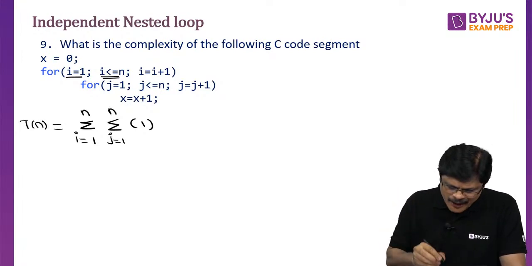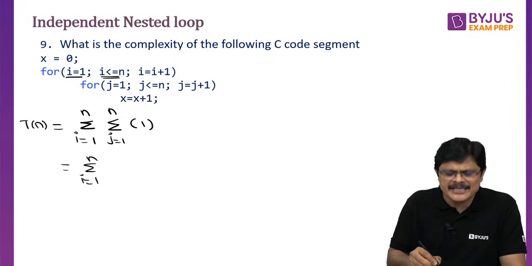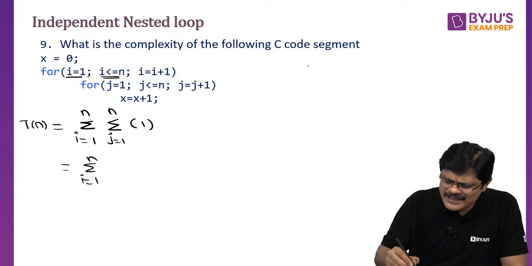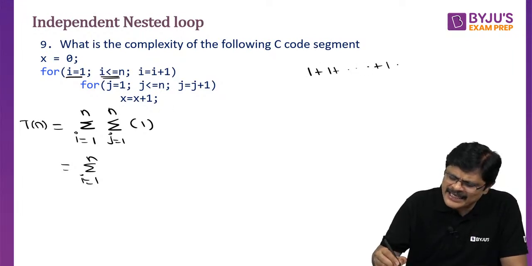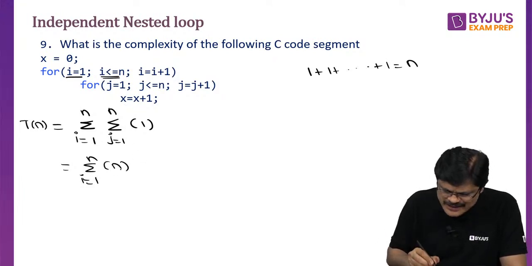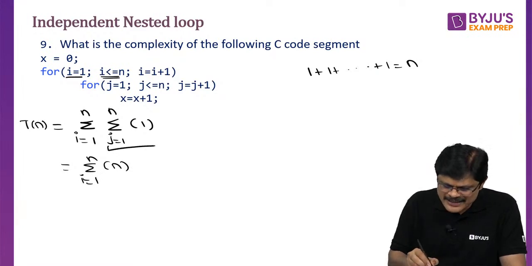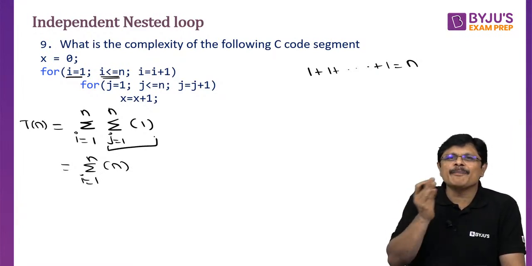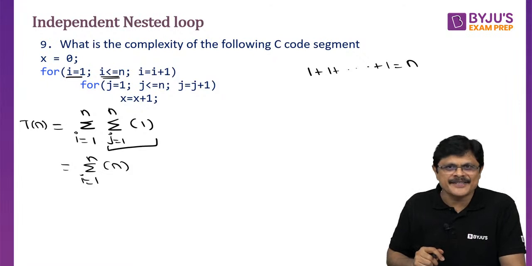Am I clear? Now if you observe this, the inner loop, it is like j is equal to 1 to n. So what is that? 1 is added to itself how many times? 1 to n times. That is n times. So 1 plus 1 plus 1 n times is n. So this value will be n. So inner loop is completed. Because inner loop does not depend on outer loop, you directly get the answer.